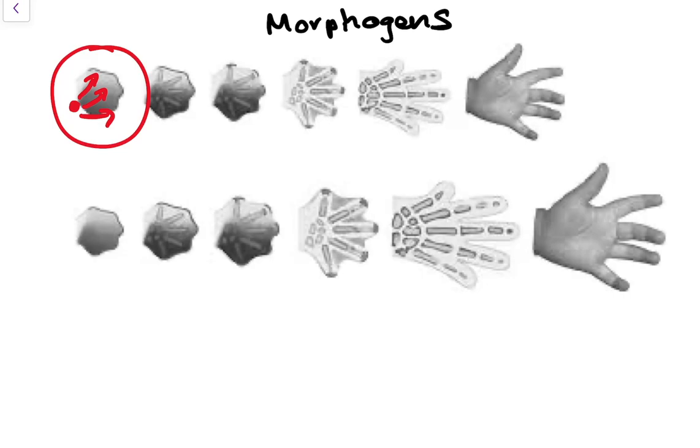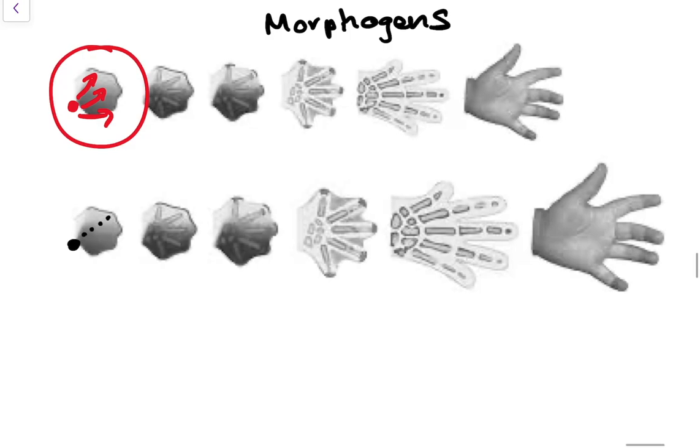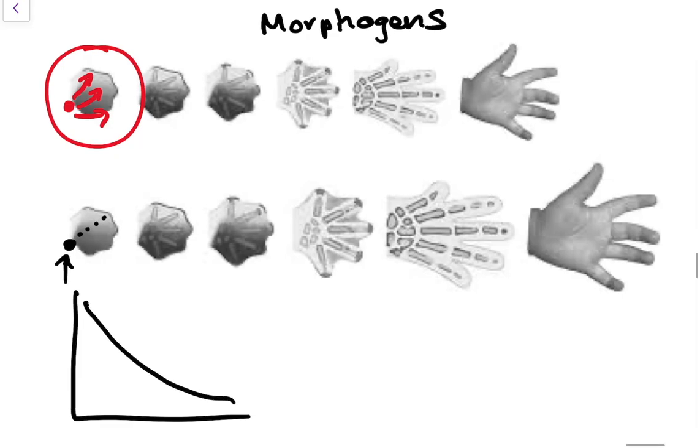But if you imagine you've got a point source over here, as chemicals diffuse out, there will be concentration gradients. At the start, the concentration would be high, and as you get further away, the concentration would drop.